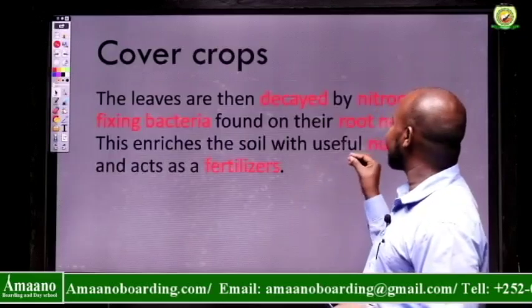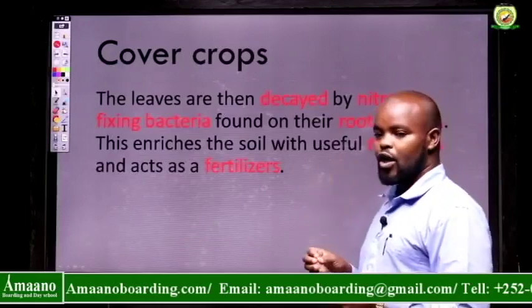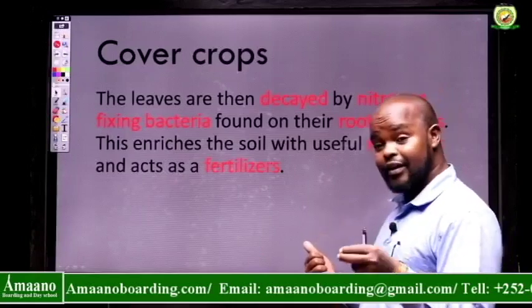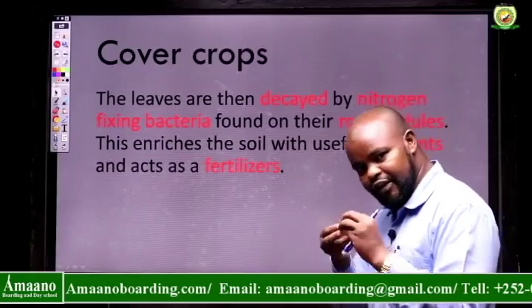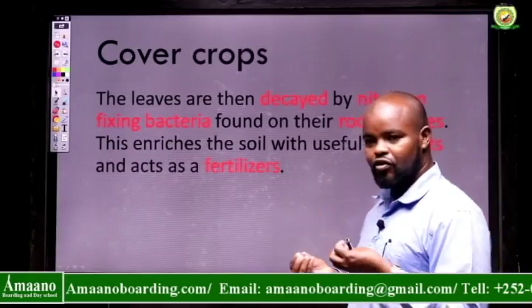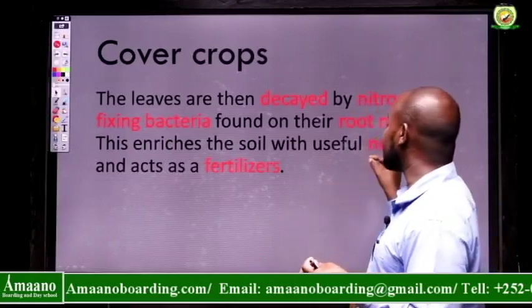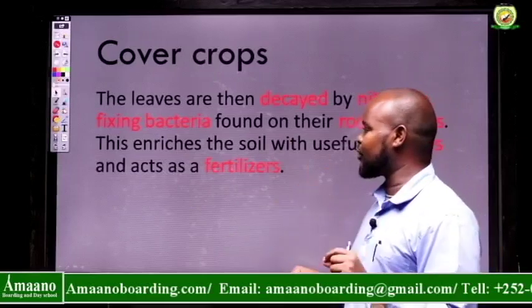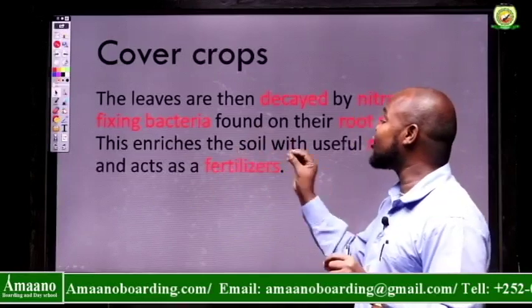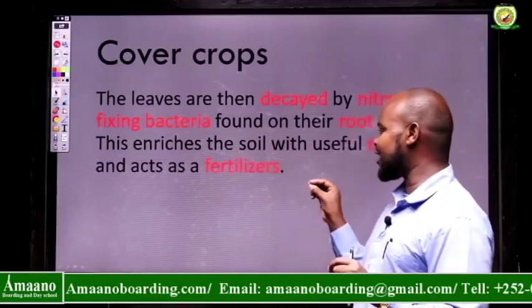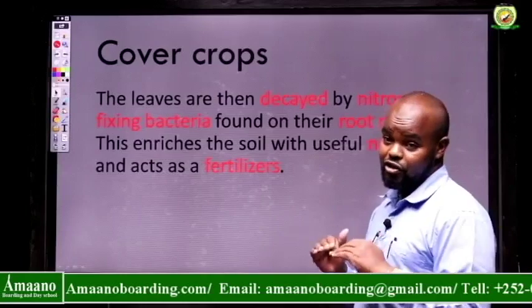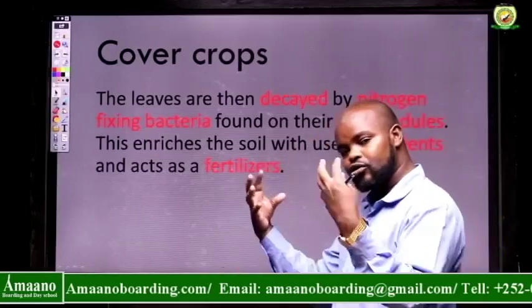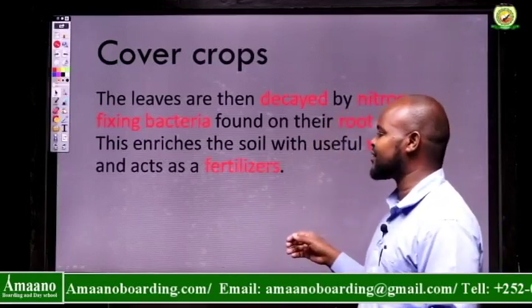The leaves are then decayed by nitrogen-fixing bacteria. When you cut the leaves and spread them over the surface of the land, they will be decomposed. Decayed means decomposed by bacteria called nitrogen-fixing bacteria found on the root nodules of these special plants, the leguminous plants. This enriches the soil with useful nutrients and acts as fertilizer. It does not just serve as a vegetation cover. It also gives nutrition to the soil and acts as a fertilizer.